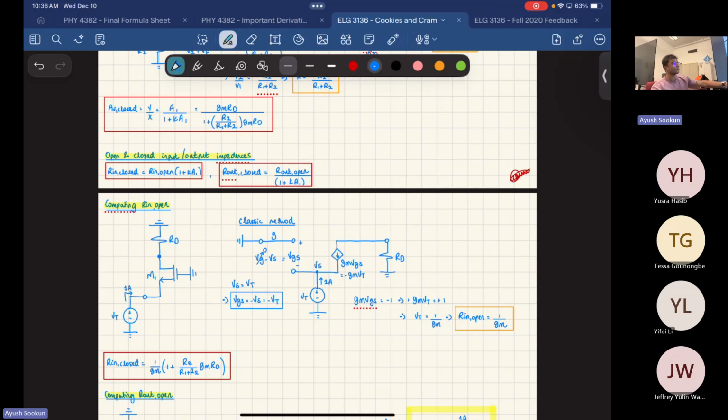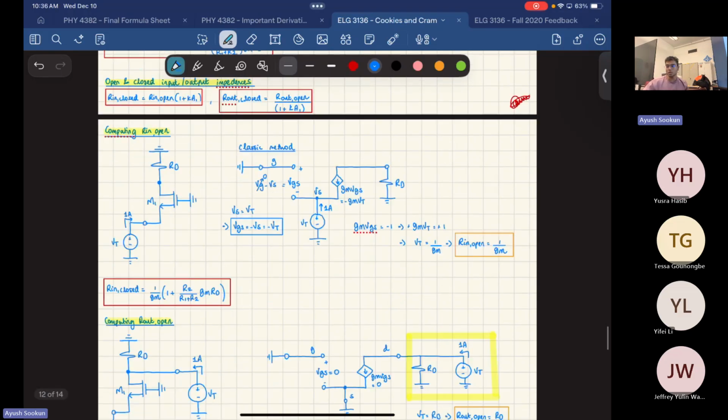If you want to find the closed, all you need to do is use this equation right here. So this is, what is it? 1 plus K A1. 1 plus K is your feedback network over there. A1 is GMRD right here. And this is just your R in open, which is 1 over GM.